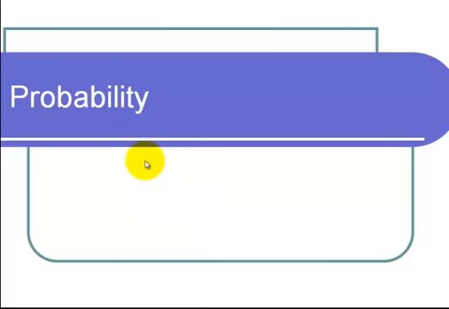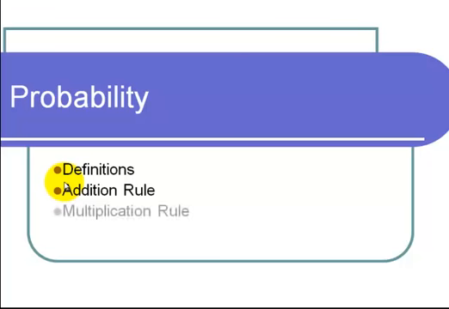This is a video on probability. What I'm going to discuss is the definition of probability. I'll talk about the addition rule for probability. I'll talk about the multiplication rule for probability. And we'll also look at contingency tables and finding probabilities using these tables. And finally, I'll do a little example with the lottery.